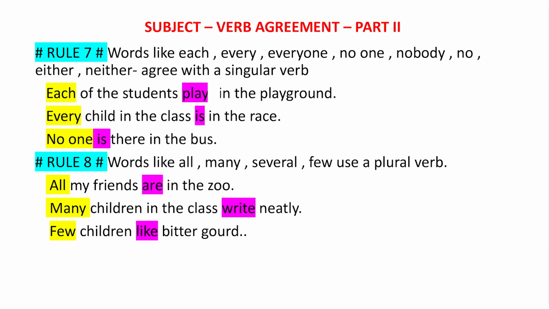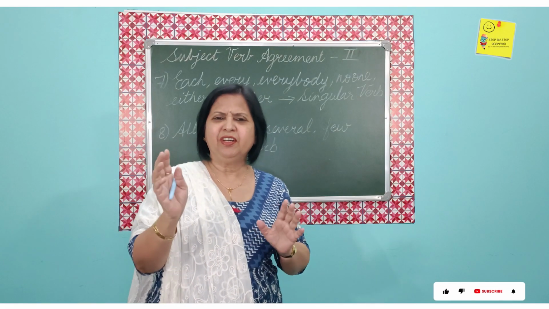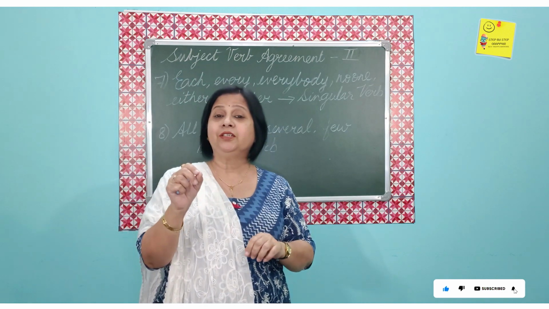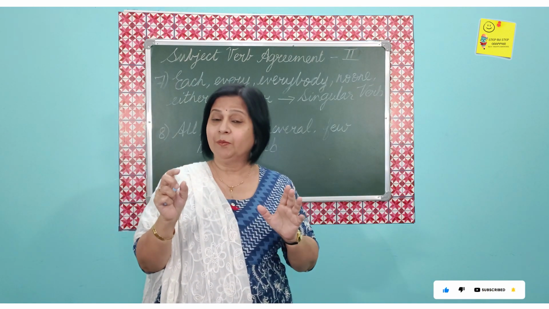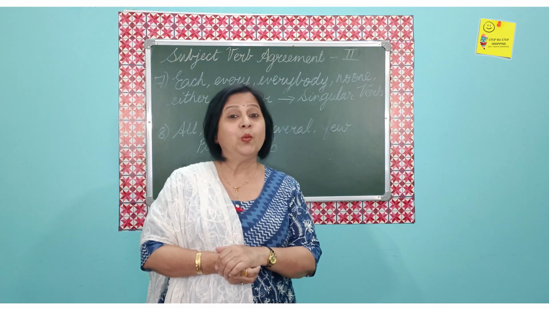And the next sentence, few children like bitter gourd. Bitter gourd is karela. Not everyone likes it. Most of the children don't like it. That is why few children like bitter gourd. So again, like over there is the plural verb.